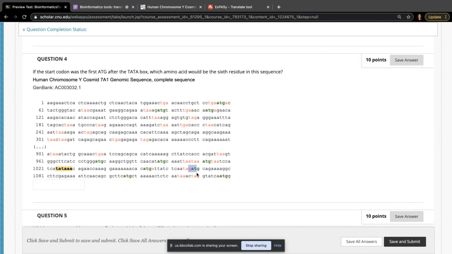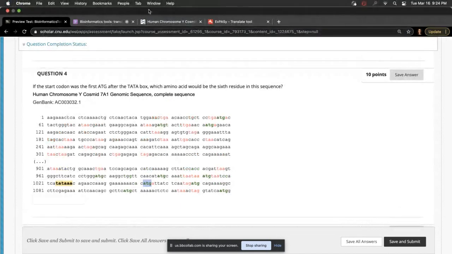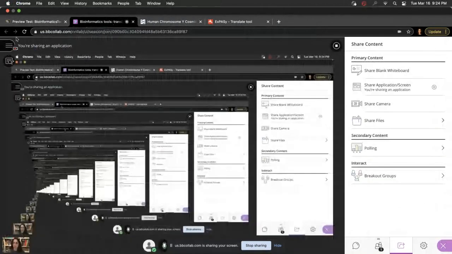But with this exercise, what I wanted you to figure out is that ATG is the start codon and is the first amino acid in a protein, and that the word residue means amino acid in a protein sequence.